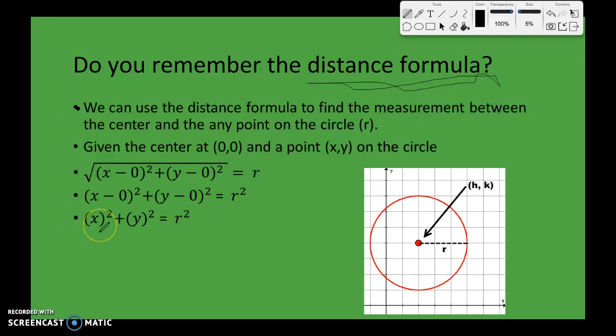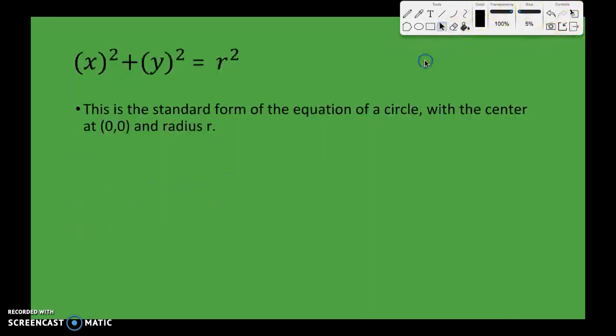Notice again, for the standard form of the equation of a circle, the r is squared, and what combines the x's and the y's is a positive. So this will be the simplified form of the equation of a circle, given that in this case the center is at (0, 0).